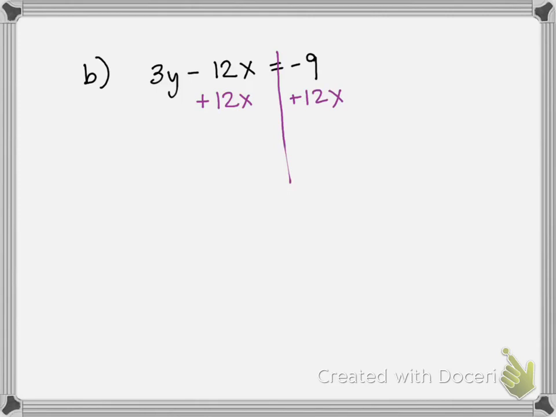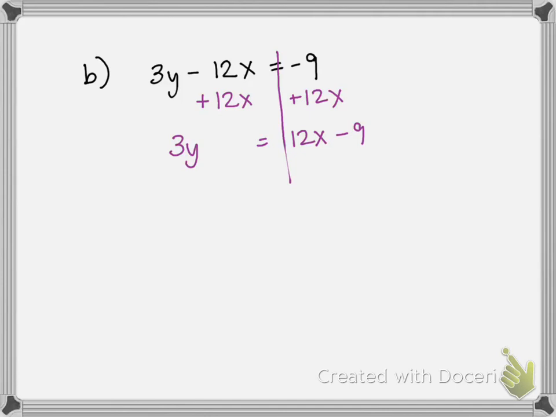Now, just like last time we didn't have like terms, here these aren't like terms either. So you can't combine that negative 9 and that 12x. So all this is going to look like is my left side still has 3y, and on my right side I'm just going to write either negative 9 plus 12x or 12x minus 9. I'm just doing it in this order because it looks more like mx plus b, but you could switch it up and do the negative 9 first. It doesn't matter.